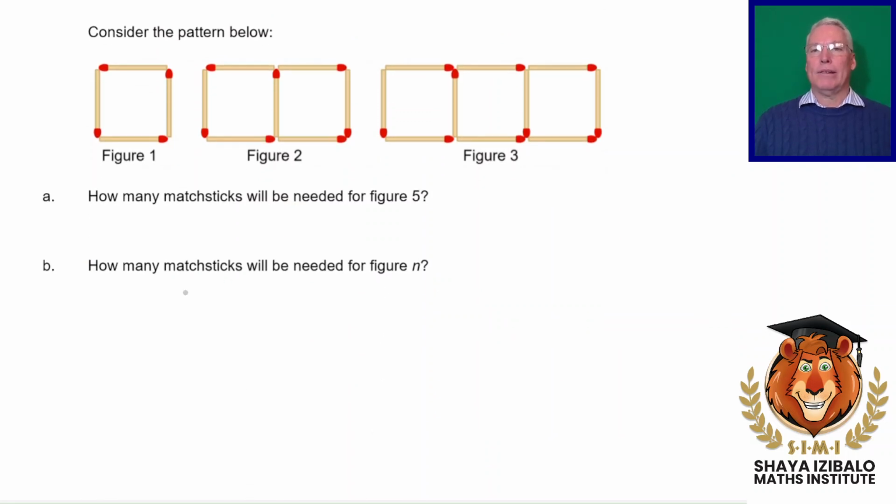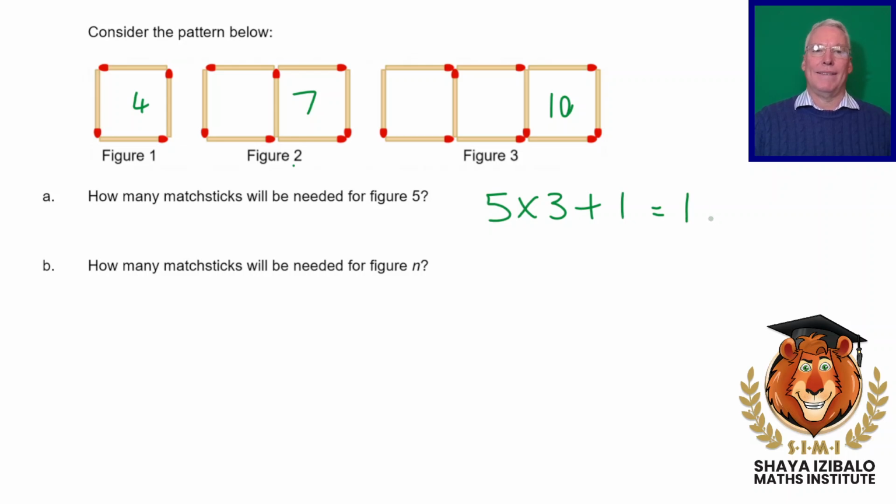Let's look at this one. How many matches would we need for figure number 5? Well, let's write down. Here we're needing 4. Here we're needing 4 plus 3. We've got a total of 7 matches. And then another 3, 10. So it looks like we are adding 3 each time. Because we're adding 3, we're going to multiply our figure number by 3 and then see what the adjustment is. Times 3, add 1. So figure number 5, times 3, add 1, and our answer would be 16.